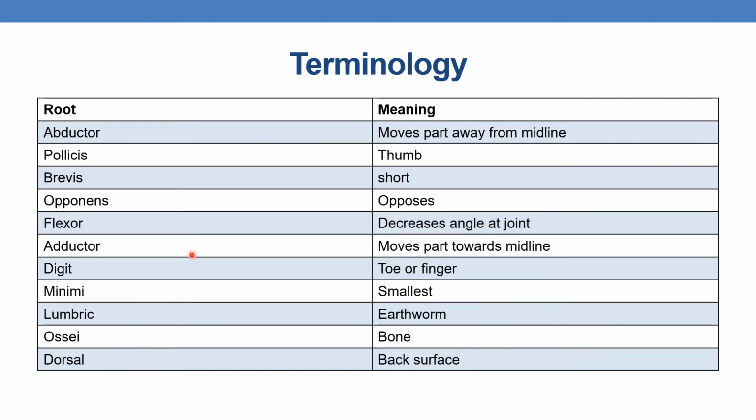Adductor means moves part towards midline. ADD means move together or move towards the midline. Digit can be either toe or finger. Minimi means the smallest. Lumbric means earthworm, the shape of an earthworm. Ossi means bone. Dorsal means back surface. These are some of the terminologies.